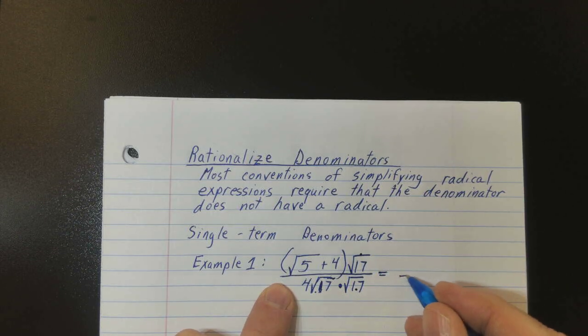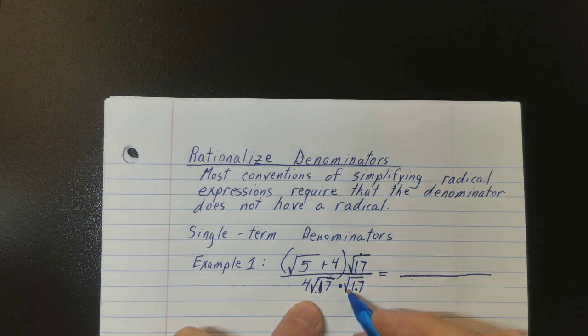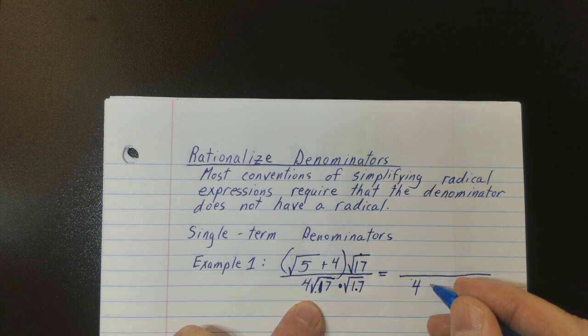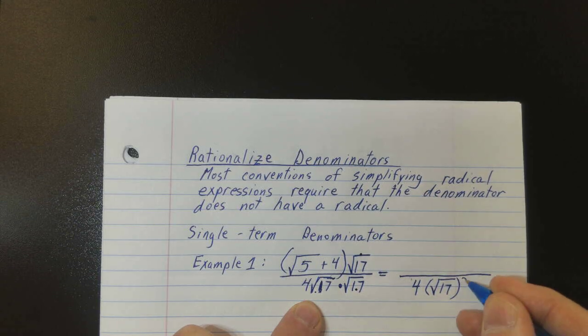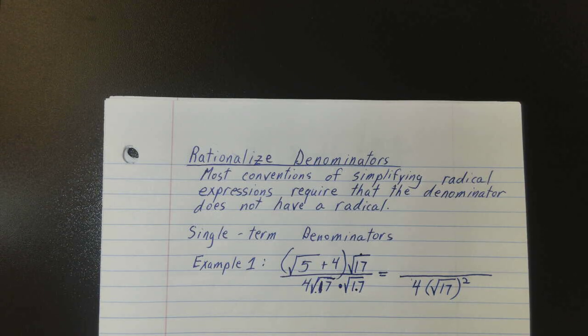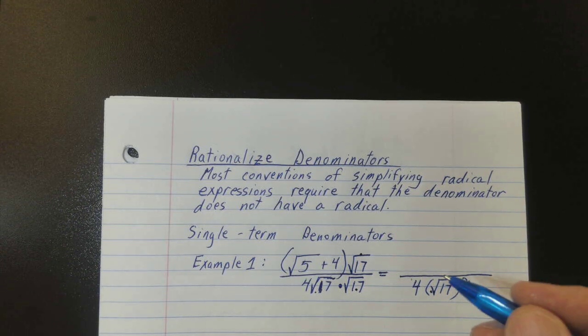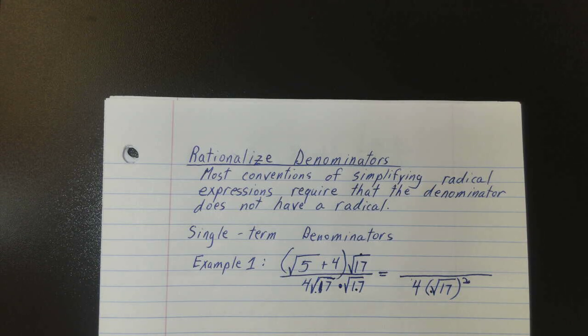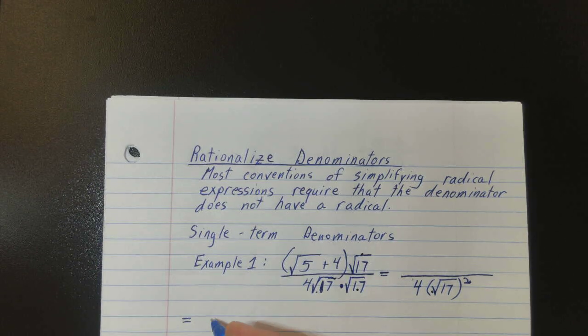But what I am doing, and let's deal with the denominator, 4 times the square root of 17 times the square root of 17, that is 4 times the square root of 17 squared. And the square root and square, those are inverse operations. So that is going to, and I'll just continue working with the denominator here for a second. The square root of 17 squared is 17.